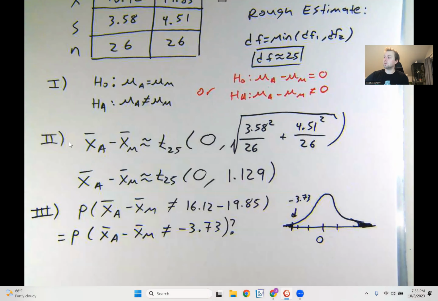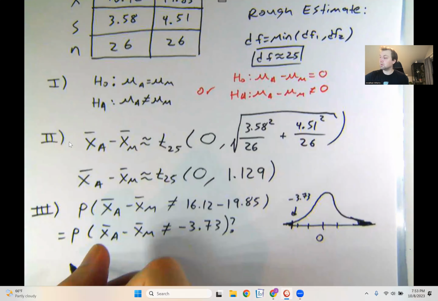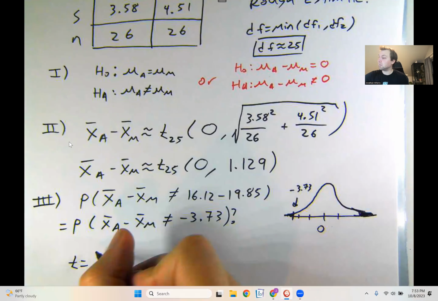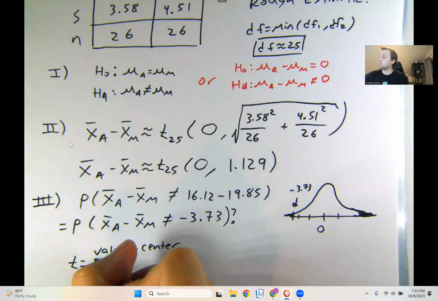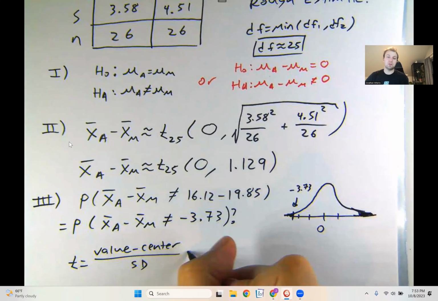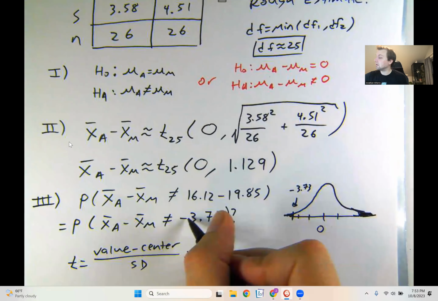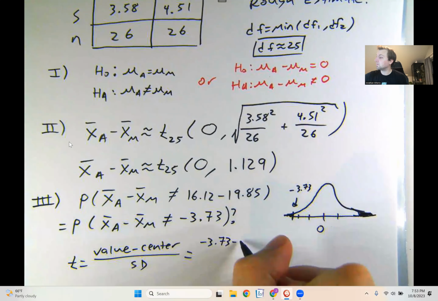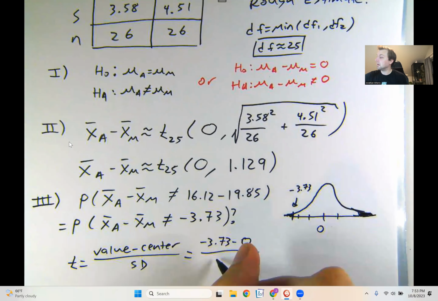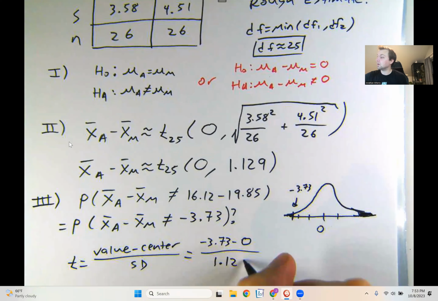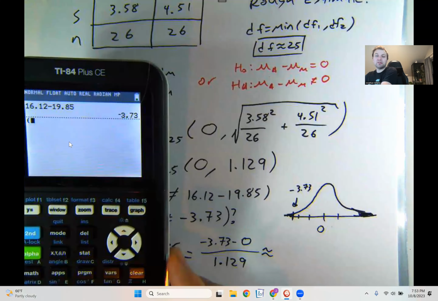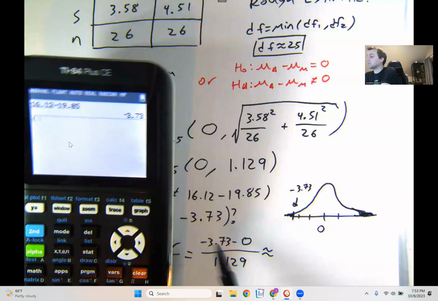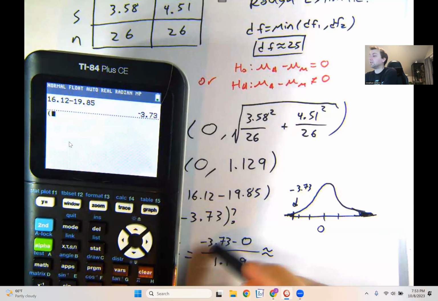Does not equals. I'm going to calculate my t-score by taking my sample value minus the center divided by the standard deviation. My sample value here is negative 3.73. The center is 0. My standard deviation is 1.129. I'm going to be careful with parentheses. Now, if you're subtracting 0, you really could just ignore that 0 and do negative 3.73 over that denominator. I'm still going to type it in.